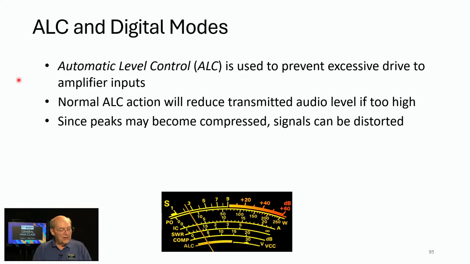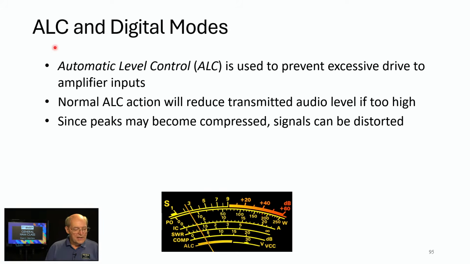Now there's a concept called ALC, automatic level control. In sideband, that's a good thing. The louder you talk, the more power your radio is going to try to put out for the voice peaks. But with ALC, what that does is it actually reduces the gain of your microphone. It turns down the volume, so to speak, for loud signals.